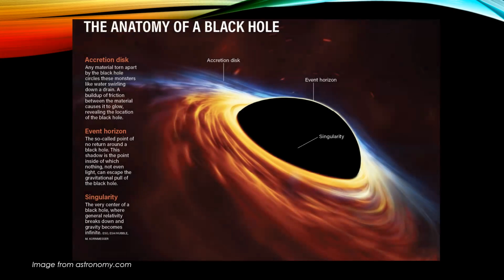This image depicts the anatomy of a black hole. The event horizon and singularity can be seen in the center, and the glowing ring is known as an accretion disk.